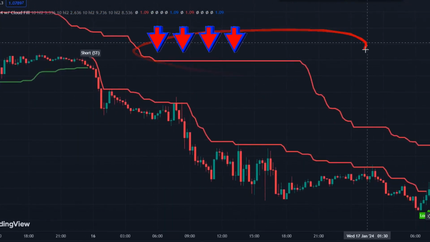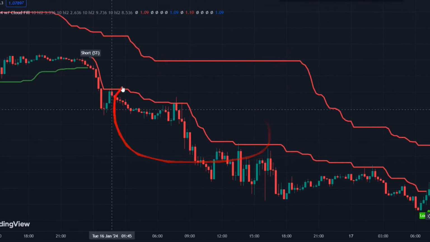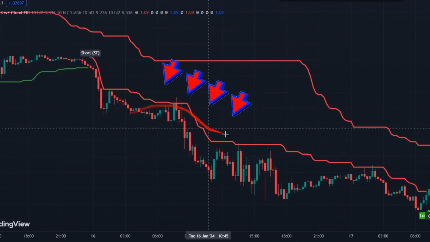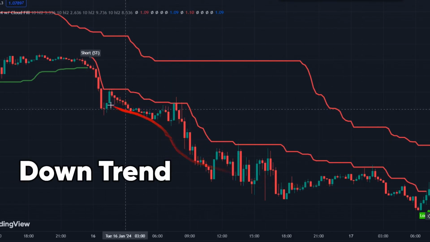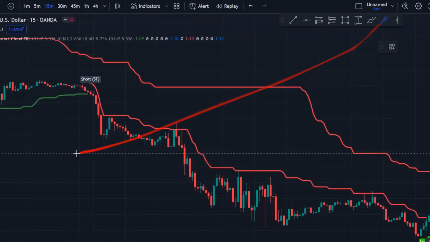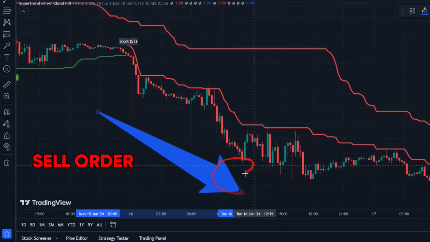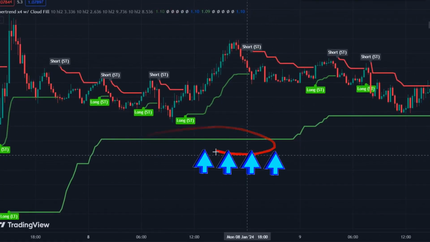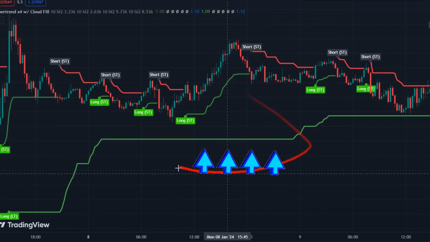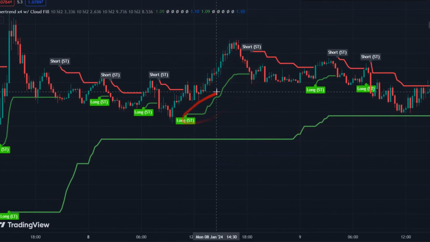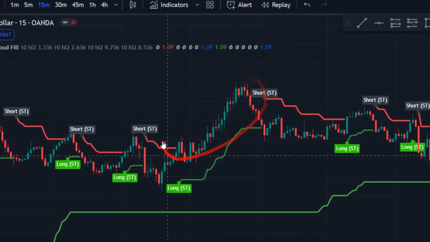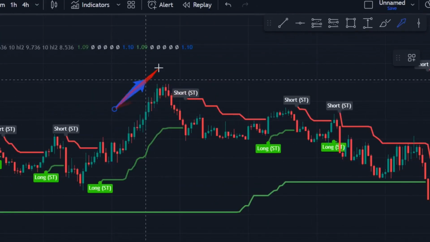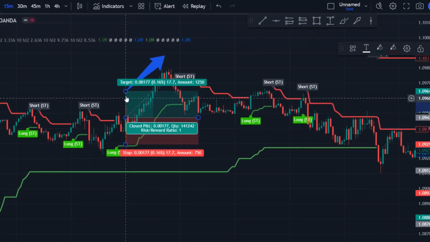When the pair of lines that appear in this indicator are red and the price candles are below these two lines, we understand that we are in a downtrend and should look for entry points for sell orders within these ranges. On the other hand, if the pair of lines of the Super Trend indicator are green and the price candles are above these two lines, we understand that the market is in an uptrend and we should look for entry points for buy orders within these ranges.